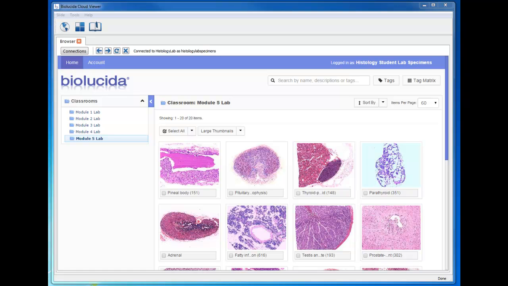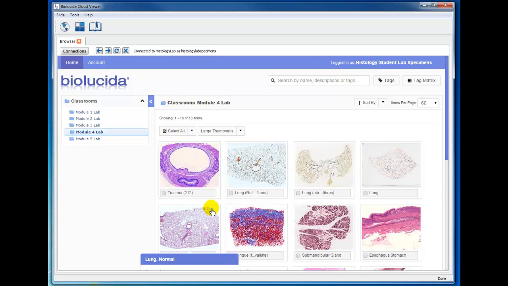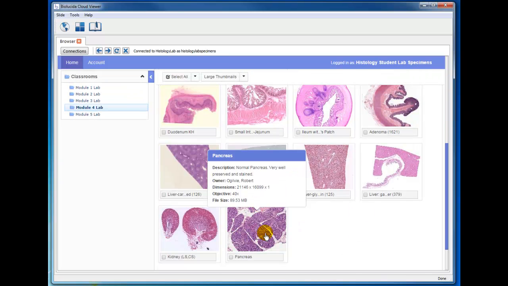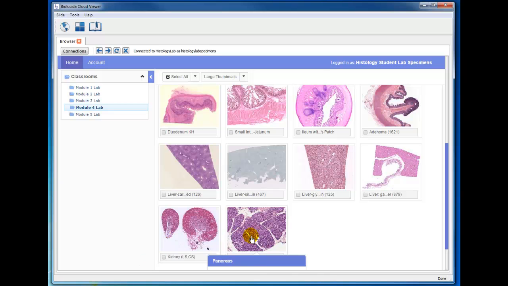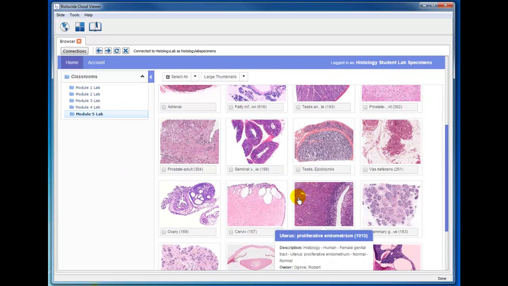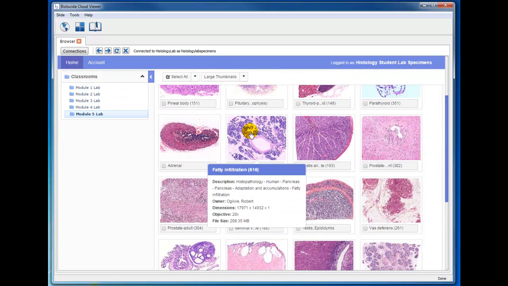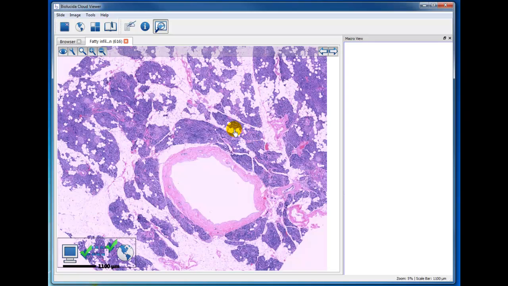This video is going to give you a brief tour of the pancreas, and this is an older pancreas that has a lot of fatty infiltration. And then we're going to go back to module 4, where you had a pancreas that was very normal, a surgical specimen that had to be removed, very well fixed. So let's go back to module 5 and let's pull up the pancreas that has a lot of fatty infiltration.